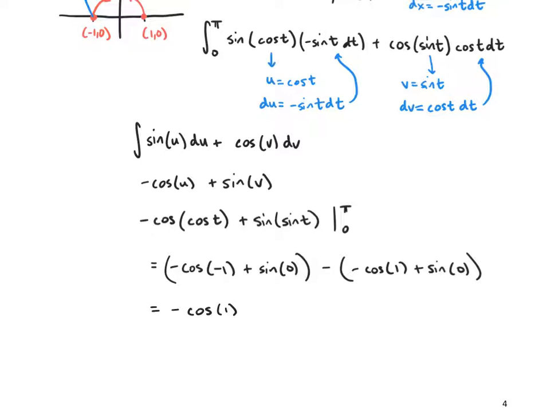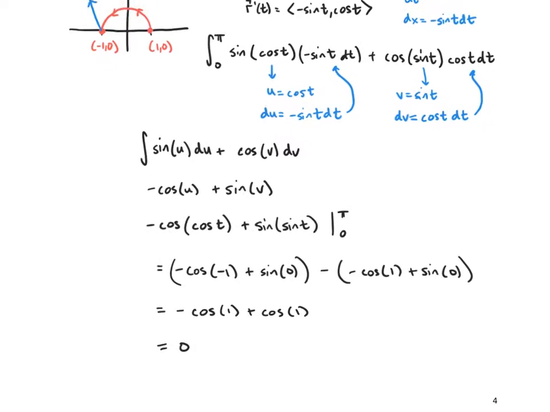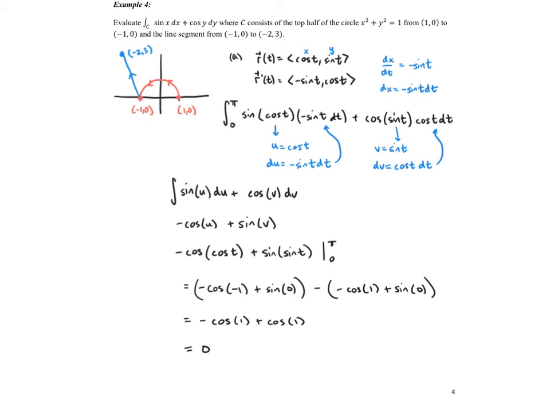sine of 0 is 0, and then we have plus cosine of positive 1, and sine of 0 is 0. And it's not too satisfying, but we get 0 out of this. So when we're looking at our original, that red path that we're taking along this curve, that line integral is equal to 0. So now what we have to do is take a look at the blue path.